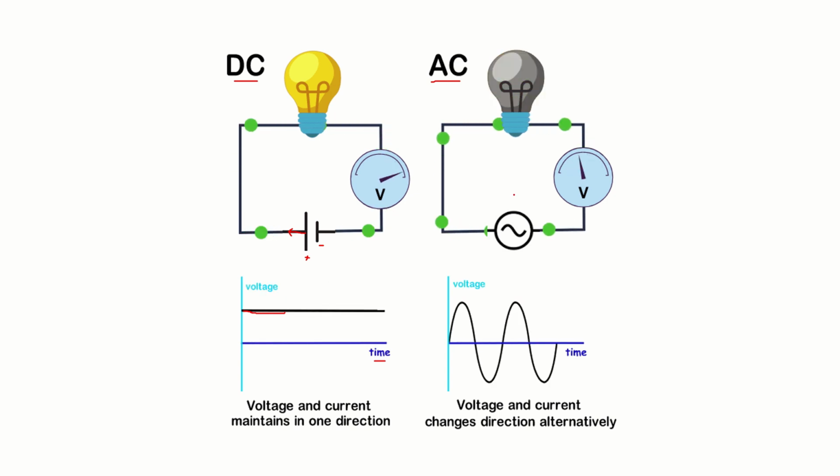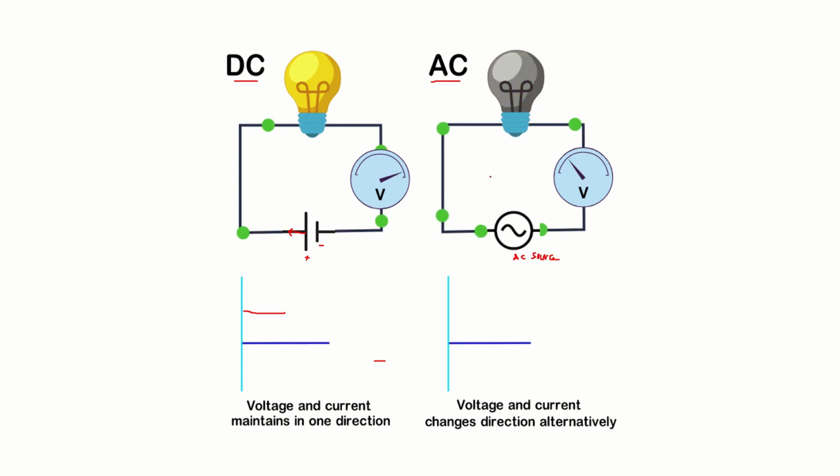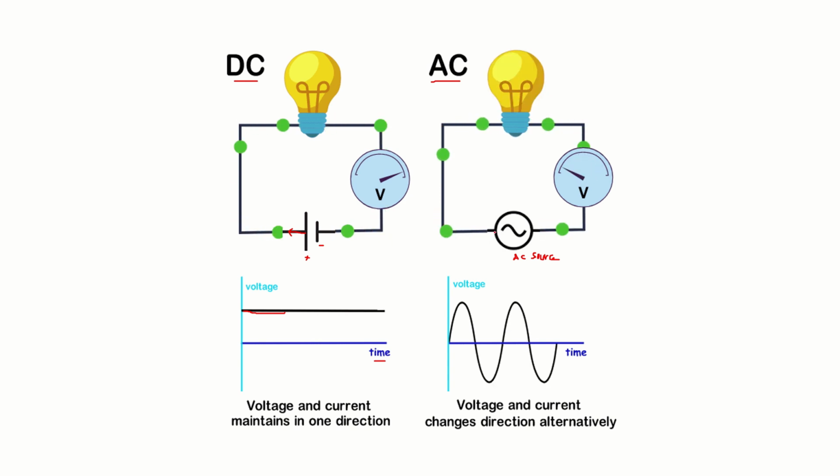Whereas, in the case of the AC, for example, when we connect the AC source to a circuit, the direction of the current changes periodically. First, suppose it is moving in this direction, okay, then it will change its direction periodically. So, back and forth movement will be there for the current, and also the magnitude changes.